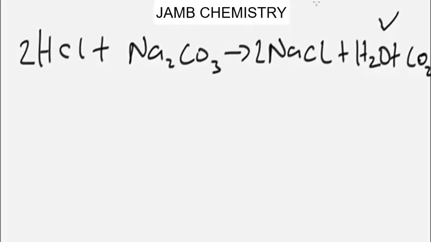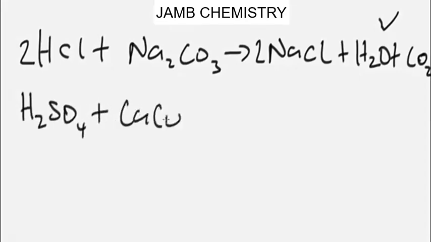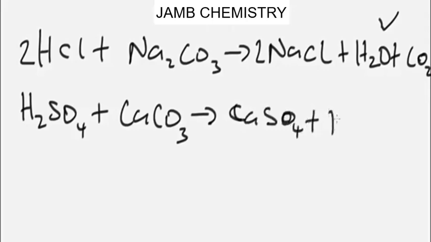Okay, now another typical example is when sulfuric acid reacts with calcium carbonate. So when sulfuric acid reacts with calcium carbonate, I'm going to have the output to be calcium sulfate plus water plus CO2. Let me write it somewhere. Plus CO2.